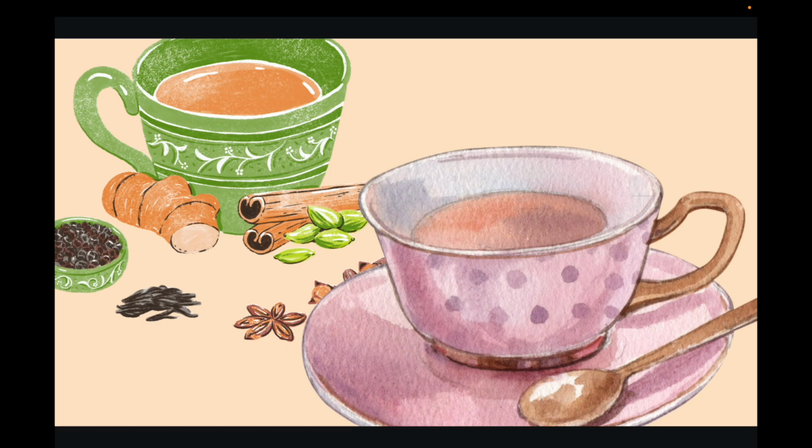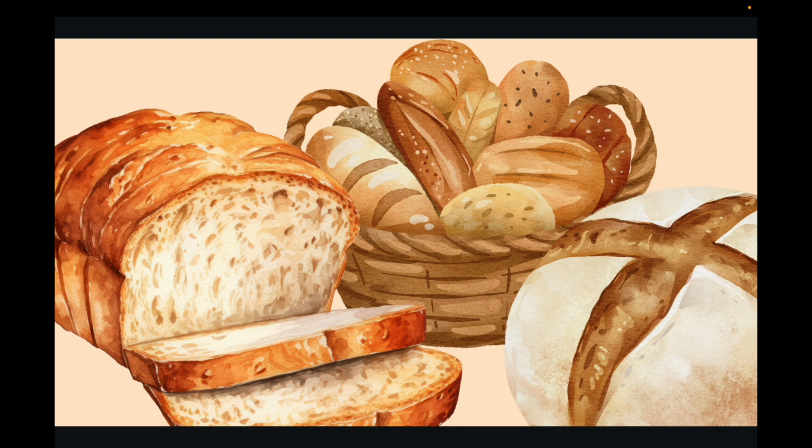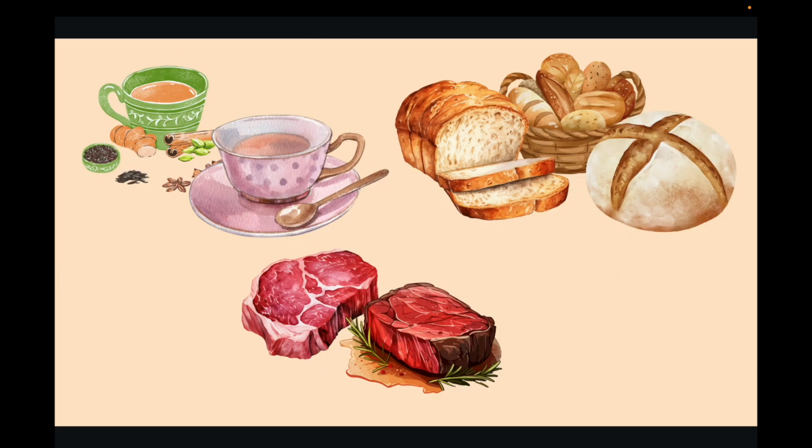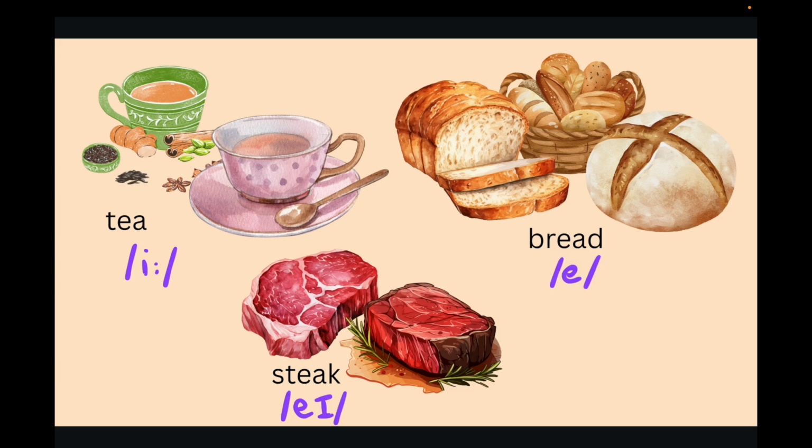What do you see in this picture? And this one? And what about this one? Probably most of you said tea, bread, steak. What do you notice about the EA spelling? That's right, they all have different sounds in these three words. We have the E sound in tea, the short E sound in bread, and the A sound in steak.